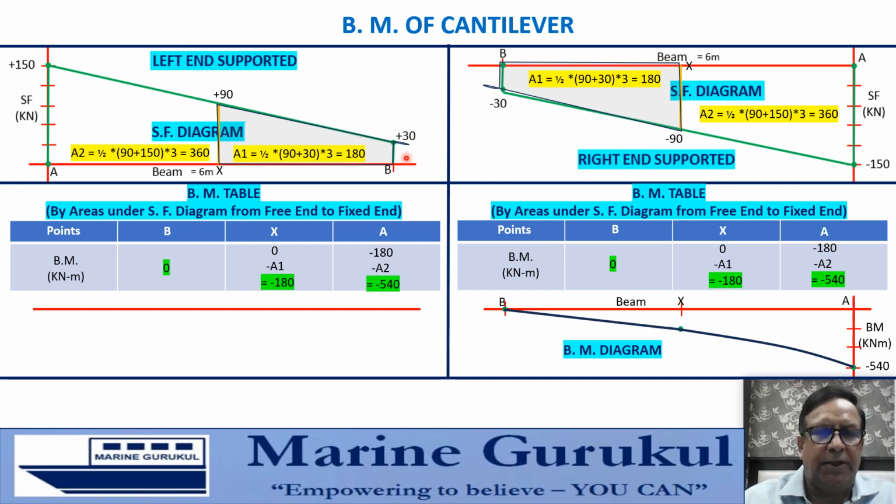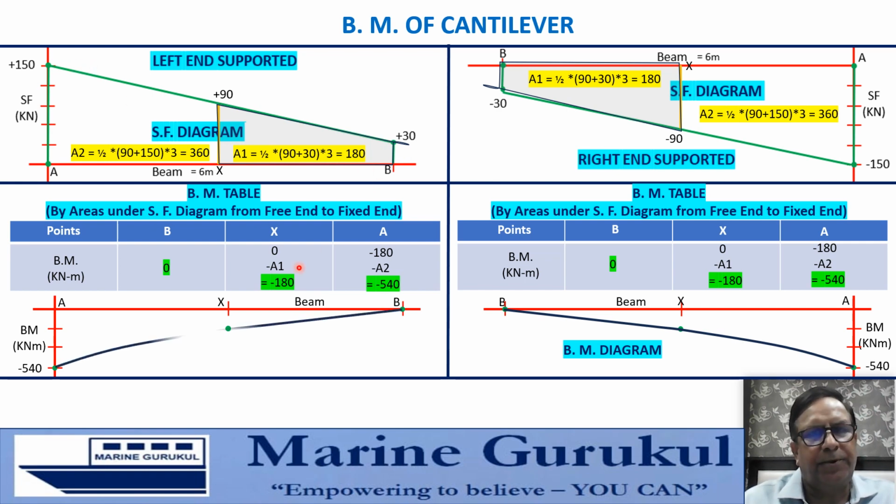We draw the BM diagram, keeping the x-axis again preferably in line with the fixed end. So you can see the two axes being graduated, and all the needful markings are done. Now at B, we have the BM 0. At X, it's minus 180 and it's minus 540 at A. Like the diagram on the opposite side, because you are integrating areas under a slanting straight line, these points are joined by an appropriate curve, and this is the BM diagram for the left end supported cantilever.